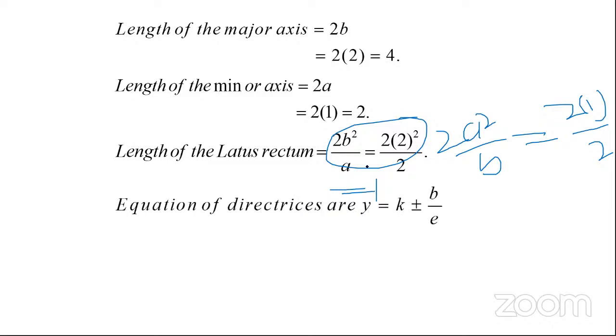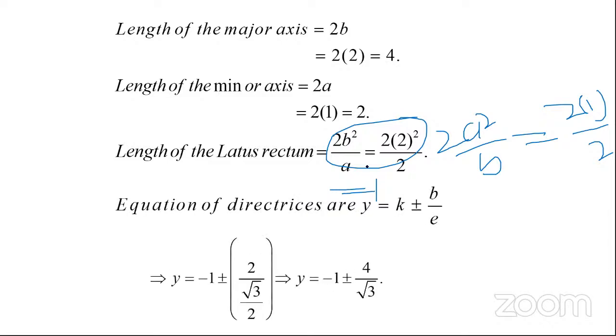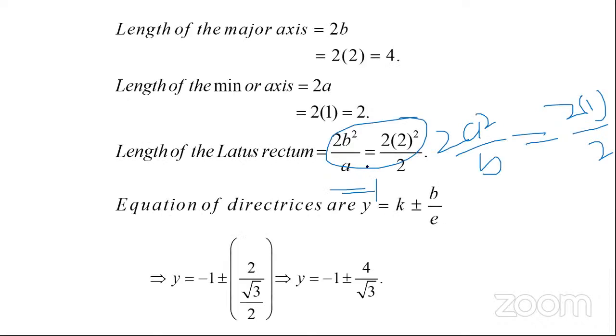Now the equation of the directrix is y equal to k plus or minus b by e. Just substitute the k value, b value and e value, then solve. You will get y equal to minus 1 plus or minus 4 by root 3. This is the solution for the given question.